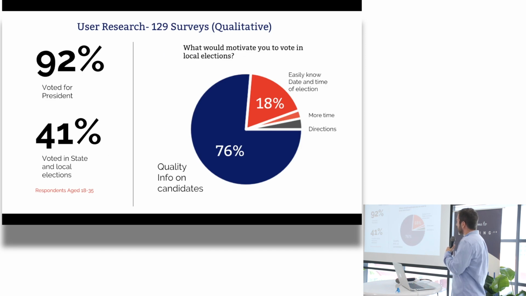So user research: 129 surveys. 92% of people voted for president, which I found a lot when talking to people, but only 41% voted in the primaries, which is actually lower nationally. So I asked, what would motivate you to vote? And people wanted quality info on candidates and to easily know the date and time of the election. So that's what I did.